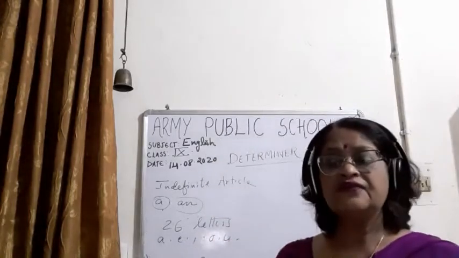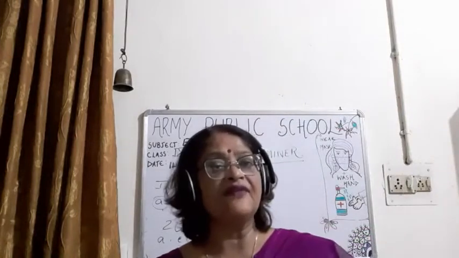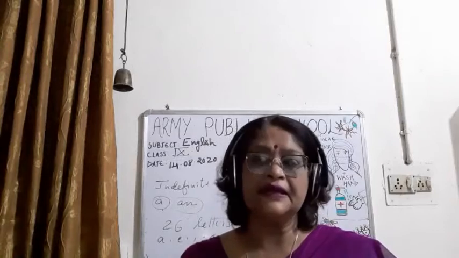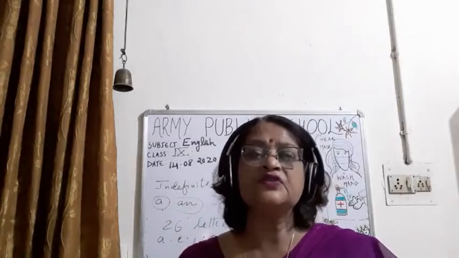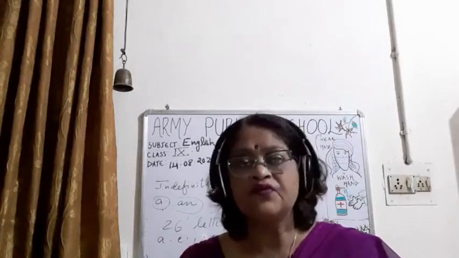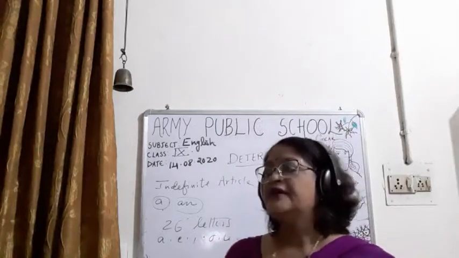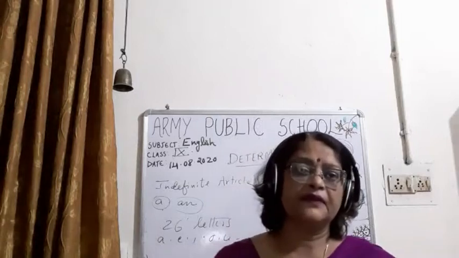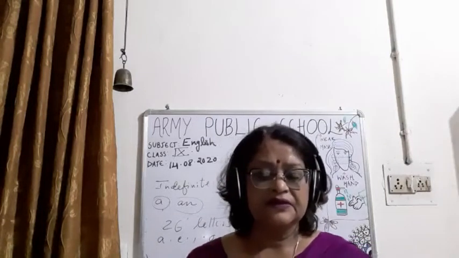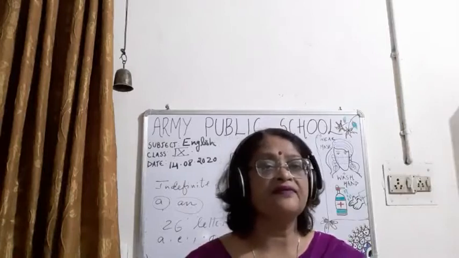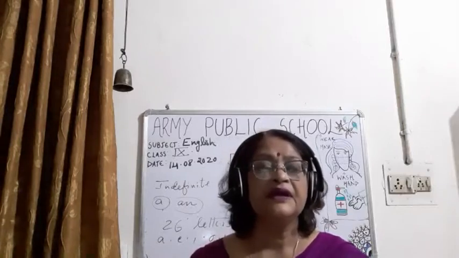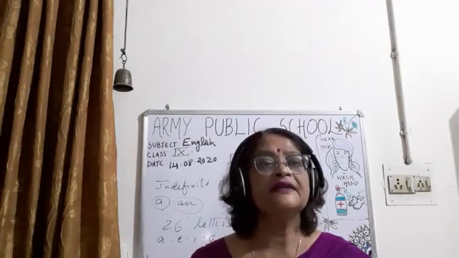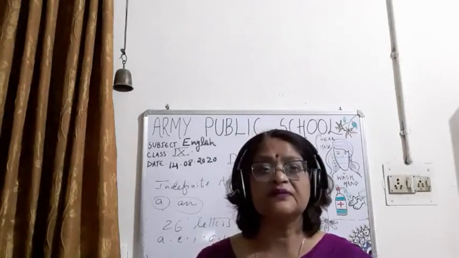Now children, if a word starts with a consonant, we have to use a. And an is used before a vowel word. So this is rule number 1 related to the indefinite article. Children, a is an indefinite article, and a is used with a consonant word, while an is used with a vowel.